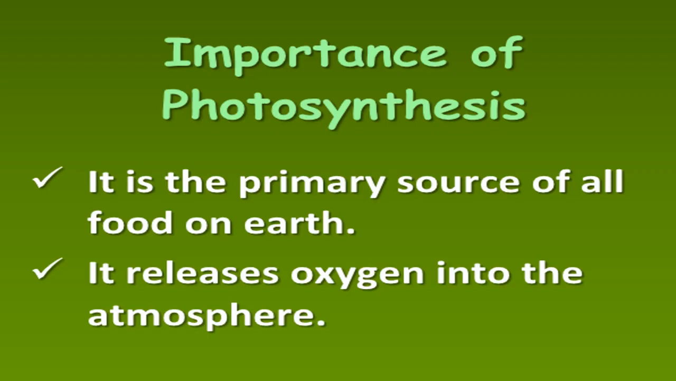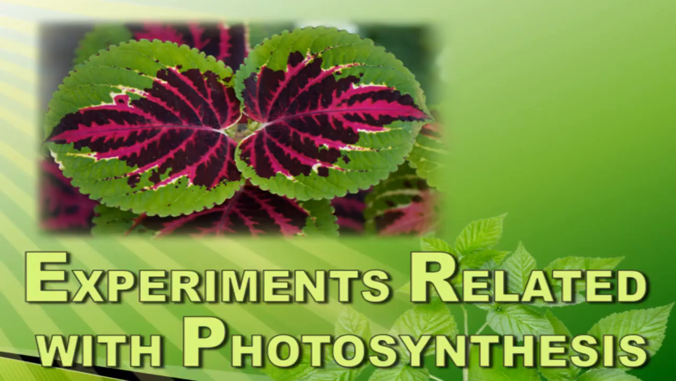Now, these are the importance of photosynthesis. It is the primary source of all food on earth and it releases oxygen into the atmosphere. Carbon dioxide is used in photosynthesis and oxygen is released into the atmosphere. Now we will discuss the experiments related with photosynthesis.